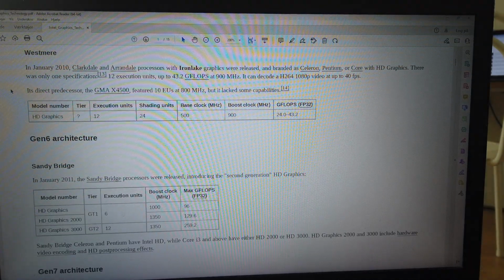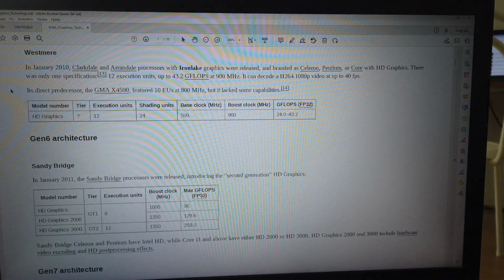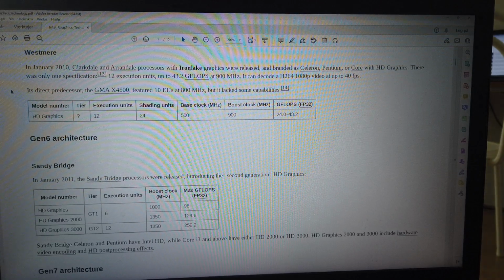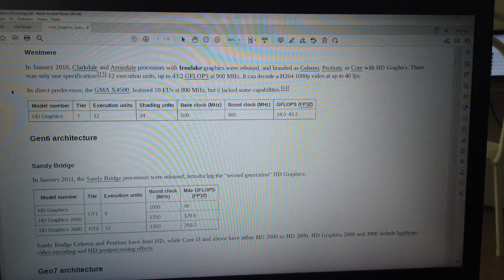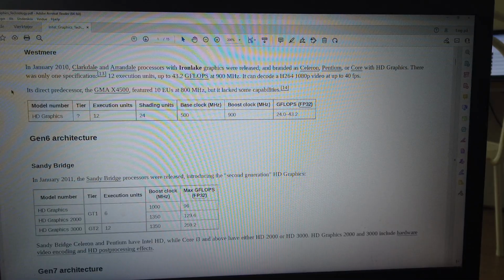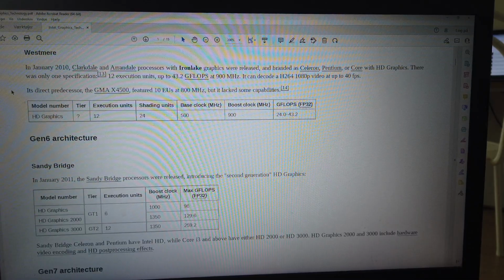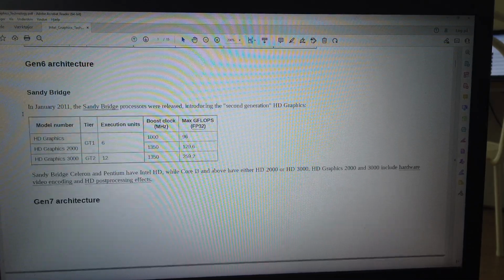Model number, execution units, shading units, base clock MHz, boost clock MHz, FLOPS FP32. HD Graphics: 12 EUs, 24 shading units, 500 MHz base, 900 MHz boost, 43.2 GFLOPS. Gen 6 architecture, Sandy Bridge.